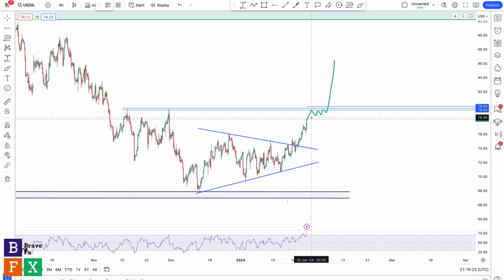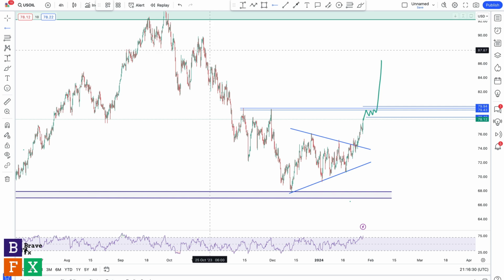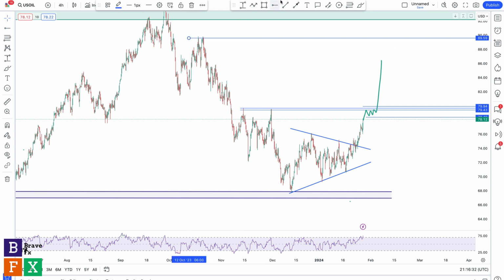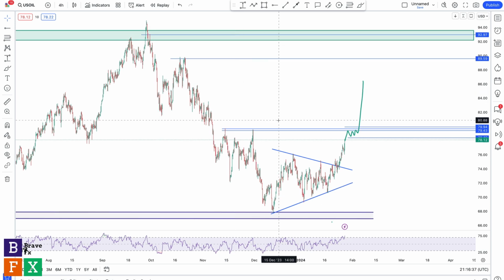Stop loss is going to be underneath the resistance level, just below the consolidation, the base of the breakout, and target is going to be around these highs. Second target is going to be around this resistance level. So this is how I'm going to trade crude oil. So, bullish case scenario for crude oil.